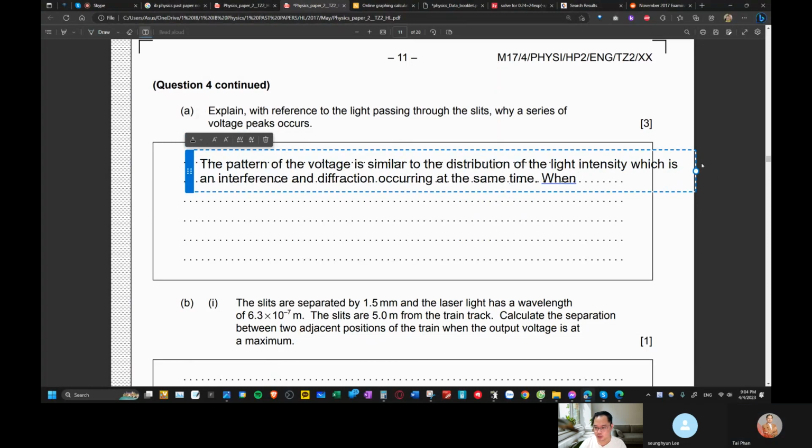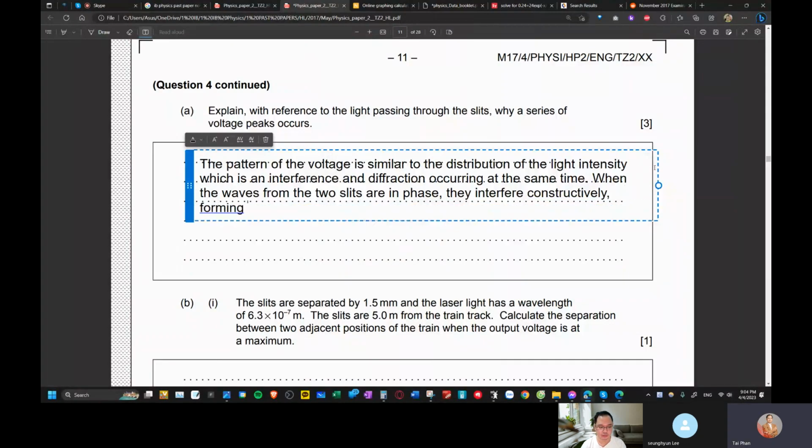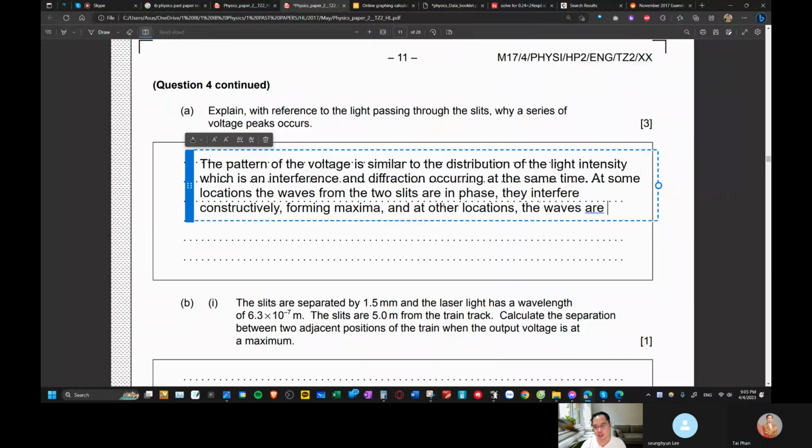When the waves from the two slits are in phase, they interfere constructively, forming maxima at some locations, and at other locations, the waves are out of phase, cancelling out each other, forming minima.